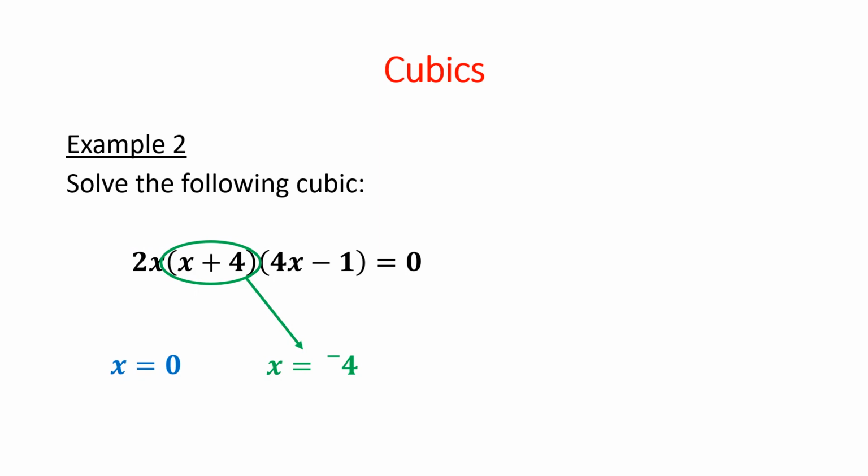This factor gives us a solution of negative 4. Because if I make x equal to negative 4, plus 4 makes 0, and so this factor becomes 0. And this factor, remember the trick here, take the minus 1 and move it across to the other side to make it a plus 1, and then divide everything by 4 to get 1 over 4. So our 3 solutions for this cubic are 0, negative 4, and 1/4.